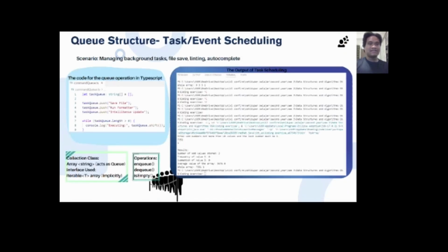On to the next one, the queue structure for task or event scheduling. The scenario is managing background tasks: file save, linting, and autocomplete. The code for the queue operation is in TypeScript. The output of the task scheduling is there. The collection class is the string array that acts as a queue. The interface used is the iterable array that is used implicitly. The operations for this are enqueue, dequeue, and is empty.